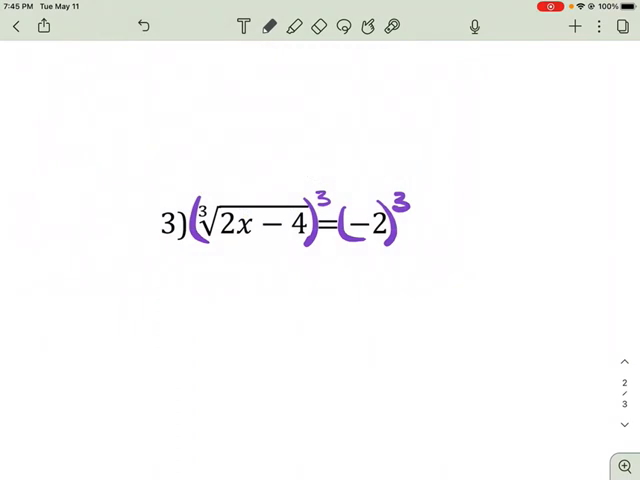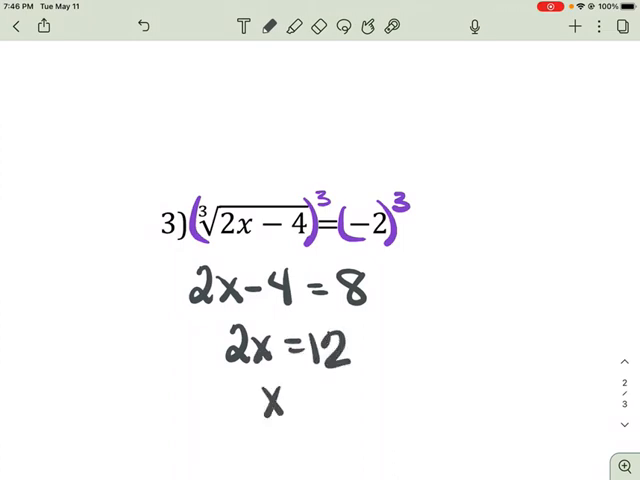Okay. So we're going to get 2x minus 4 is equal to 8. Solve for x. Now what I just created was the equivalent equation. 2x minus 4 equals 8 is equivalent to the cube root of 2x minus 4 equals negative 2. Okay, so I'm going to add the 4, divide by 2, and I got 6.